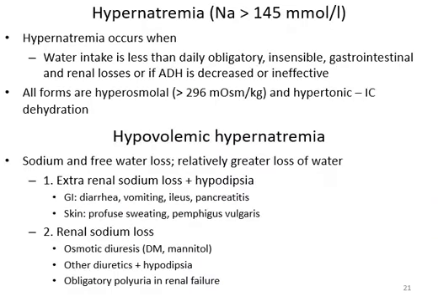So in hypernatremia, you can see that the sodium concentration is bigger than 145 millimole per liter, and in hypovolemic hypernatremia, the predominant feature is free water loss, or you can see a combination of sodium and free water loss, but relatively the free water loss is bigger and never properly compensated. Extrarenal or renal loss accompanied by hypodipsia.